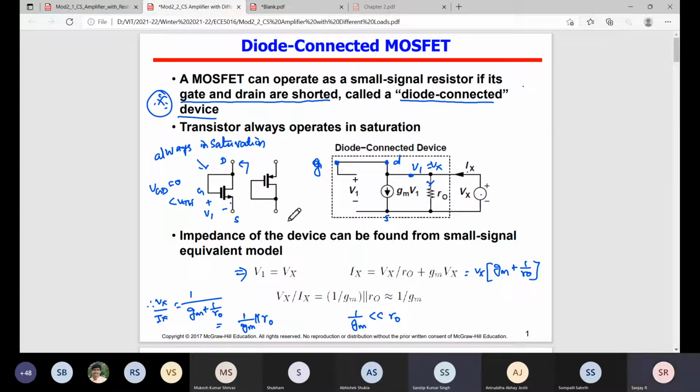Once again, I'm saying the behavior is the same as a diode in small signal, not in large signal. Since it's a small signal perspective, it can operate as a small signal resistor, not a large signal resistor, similar to the diode small signal resistor. That's why gate and drain shorted, from a small signal perspective, is called a diode connected device. I hope you understand this.